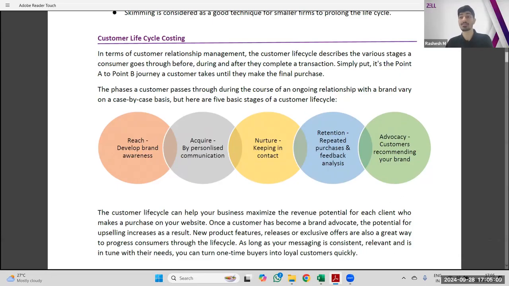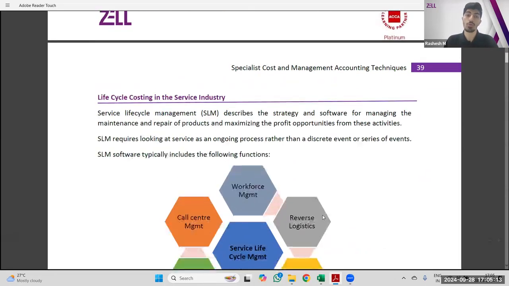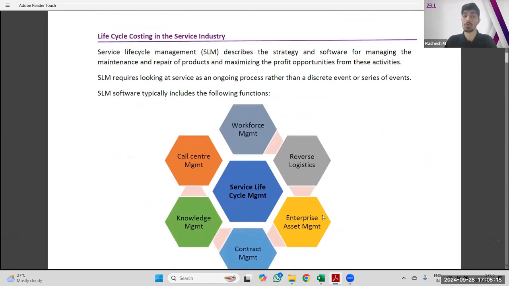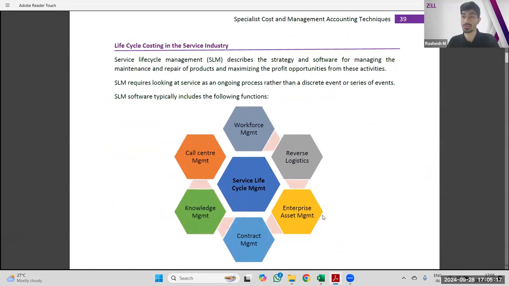Right. So that's your customer life cycle. And next, you also need to understand the life cycle of a service industry. As we had discussed in our first lecture, the world is moving towards more and more of a service-based economy. And it's only fair if you understand the components of service-based industries and how their life cycle slightly differs.